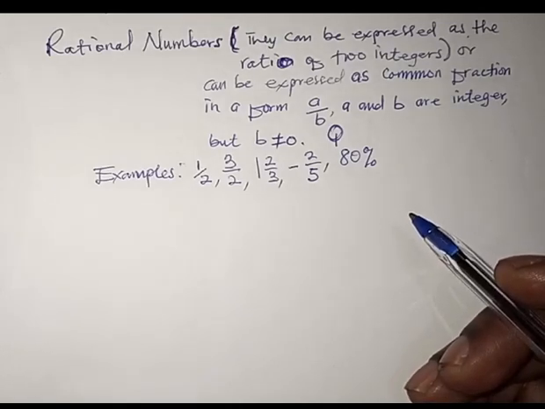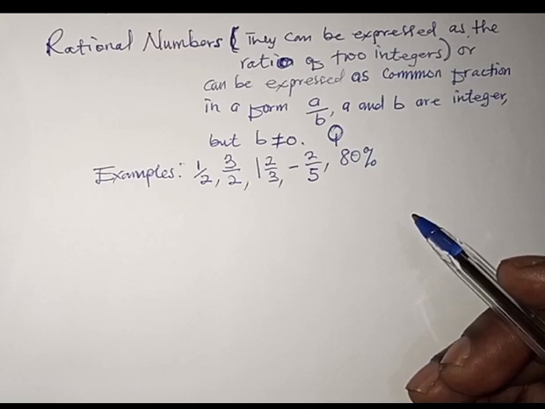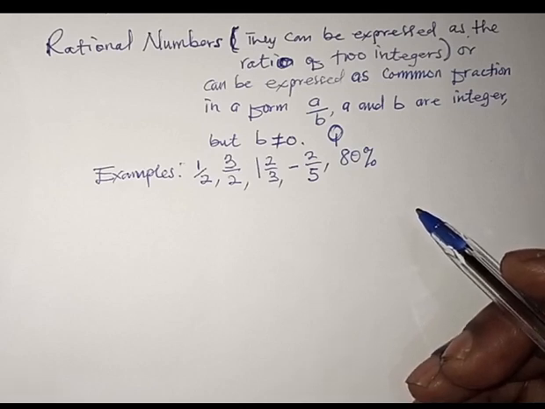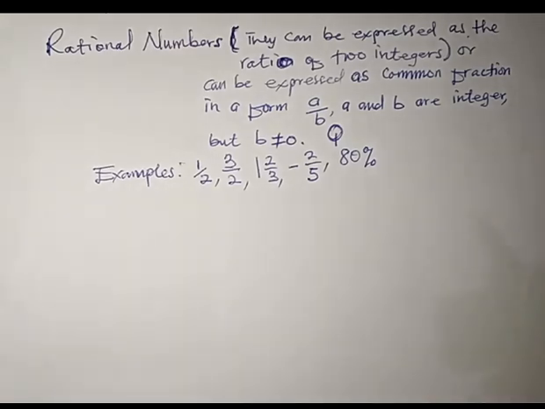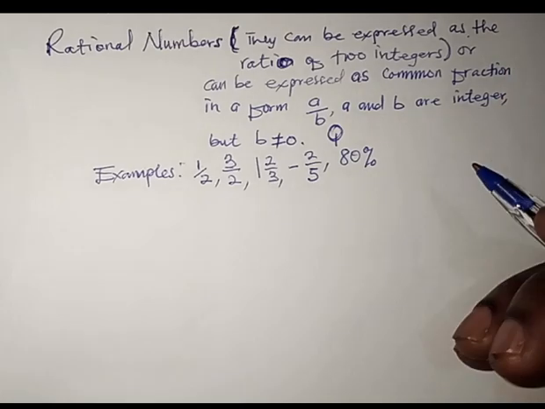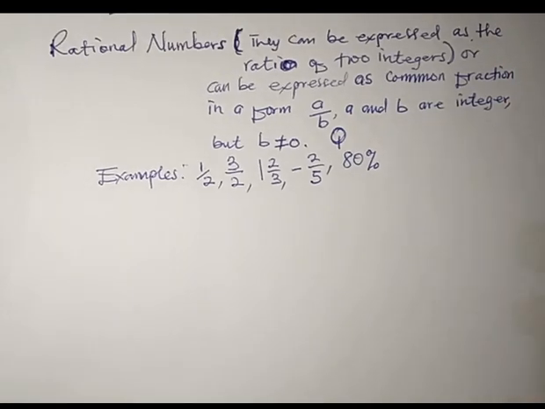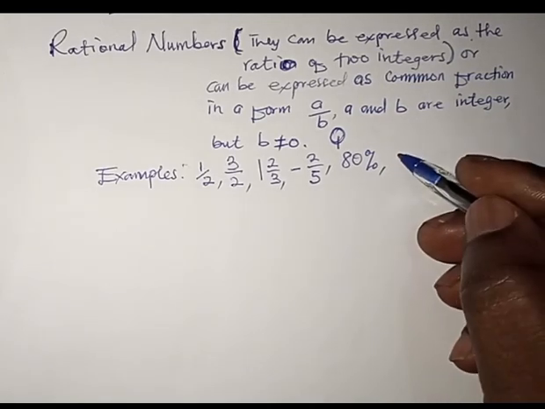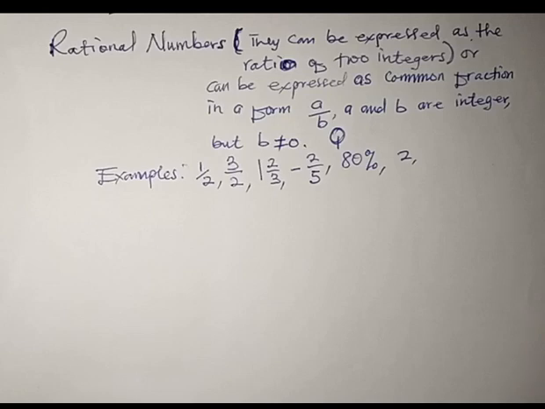Now, let's take note of something. The whole numbers, natural numbers, and the set of integers, all these examples constitute rational numbers. So we can have negative and positive integers. They are all examples of rational numbers. So if I write 2, it's an example of a rational number.